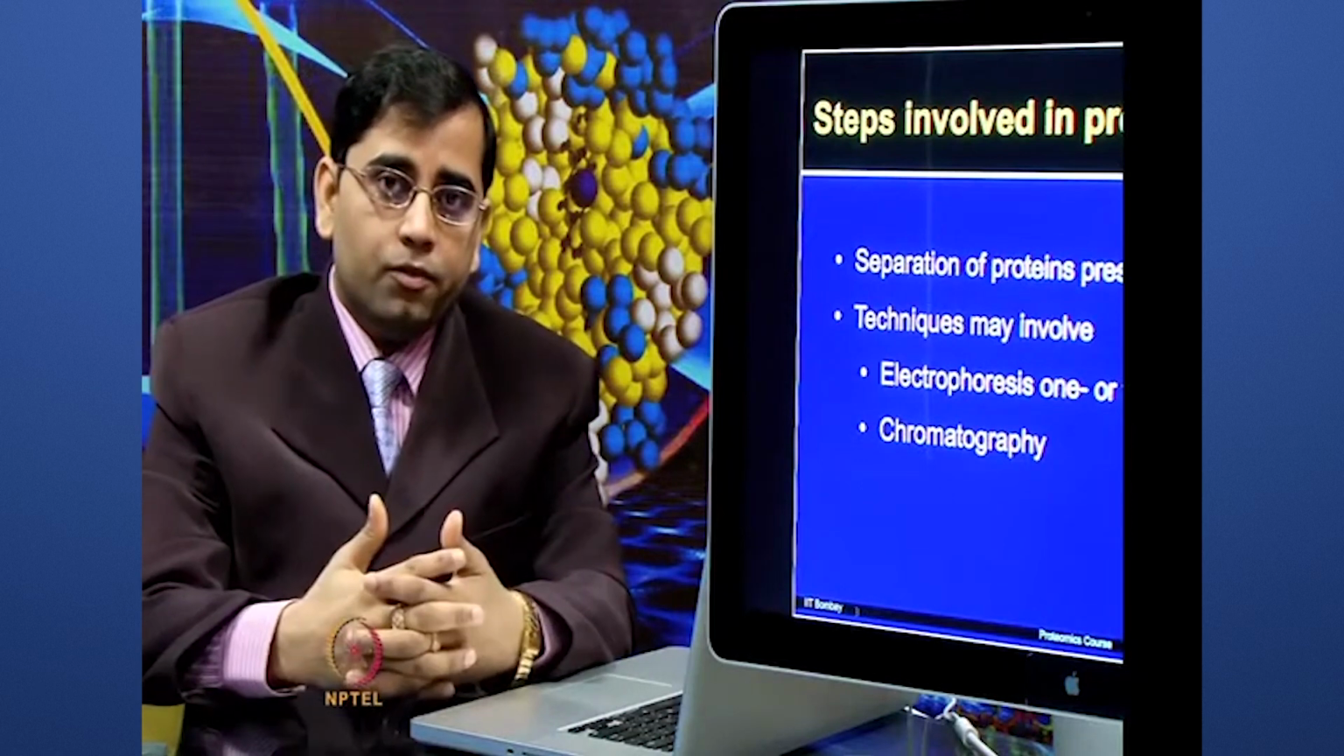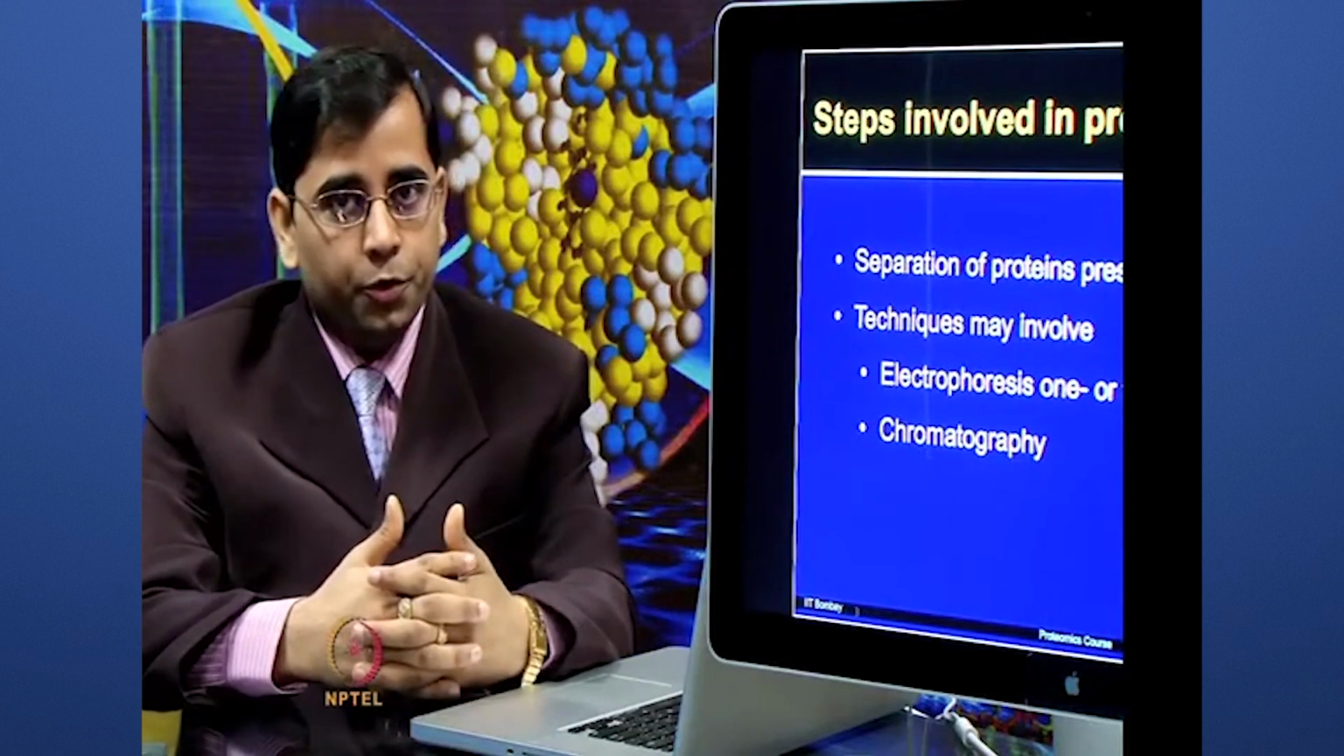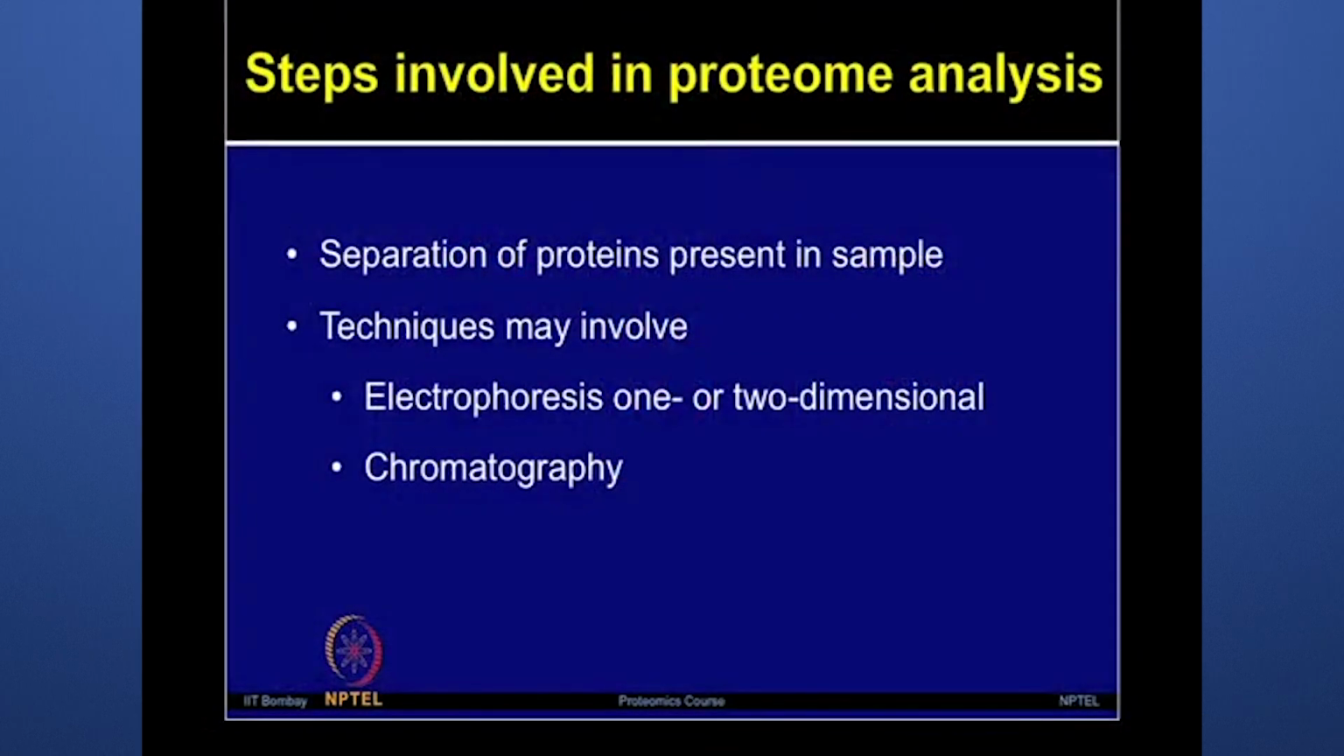So, there are different steps involved in the analysis of the proteome. As I talked about in the previous lecture, first of all, it is very important to extract the proteins which are present in the sample. Once you have a very good protein preparation made, the next thing is to separate the proteins by involving different techniques. You can use electrophoretic methods such as one-dimensional electrophoresis or two-dimensional electrophoresis, or one can also use different types of chromatography methods to separate the proteins.